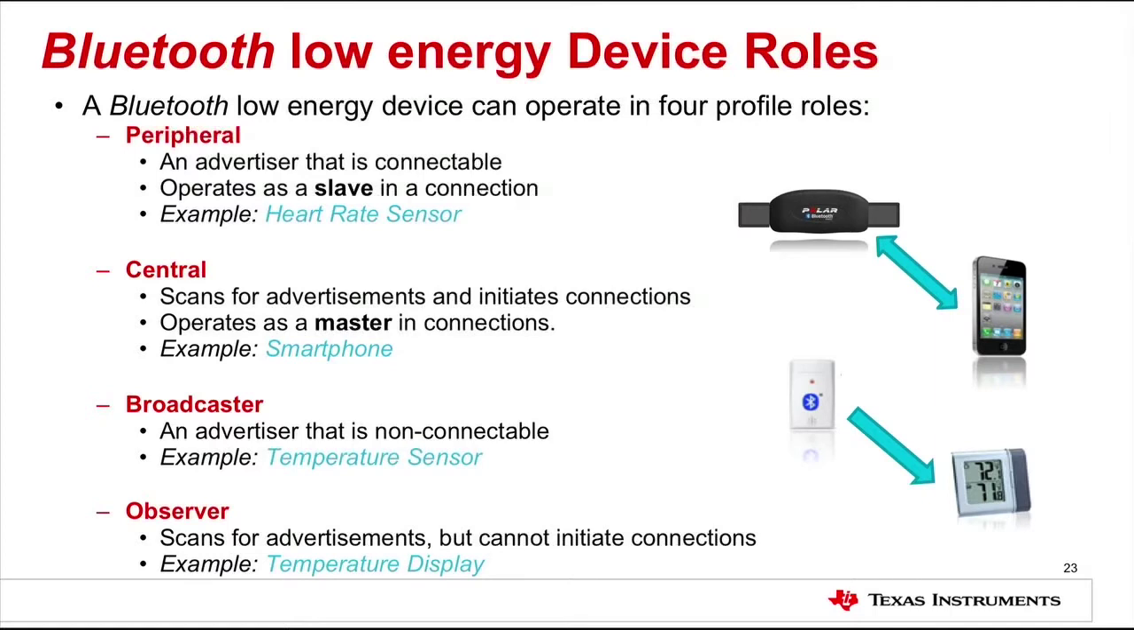Then you have a broadcaster. This is something that you're not necessarily connecting to, but it's sending out data, something like a temperature sensor that you might have in your house or somewhere else. And then an observer. This is something that's just looking for information that's being broadcast out there, like something that's actually reading the temperature sensors and displaying it.